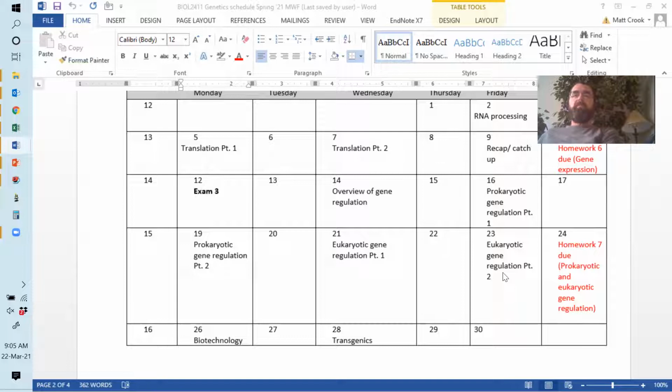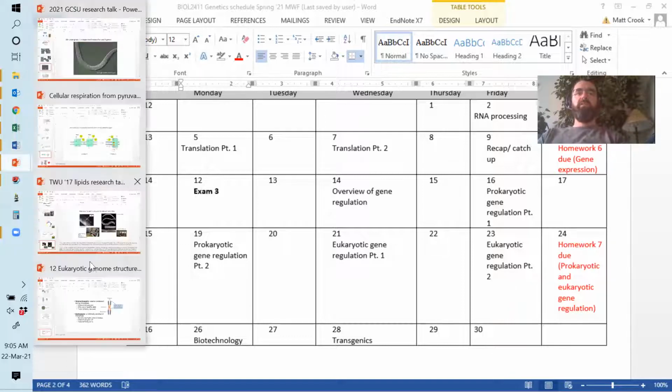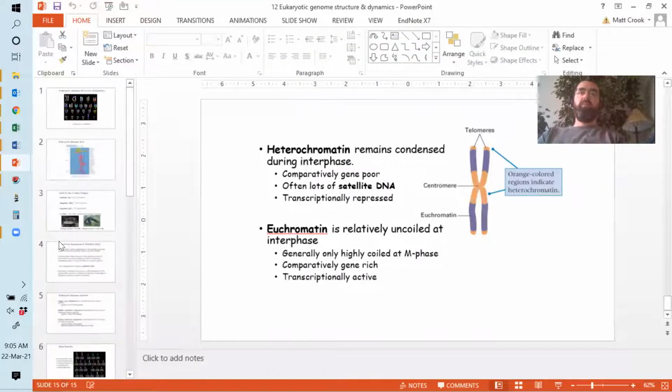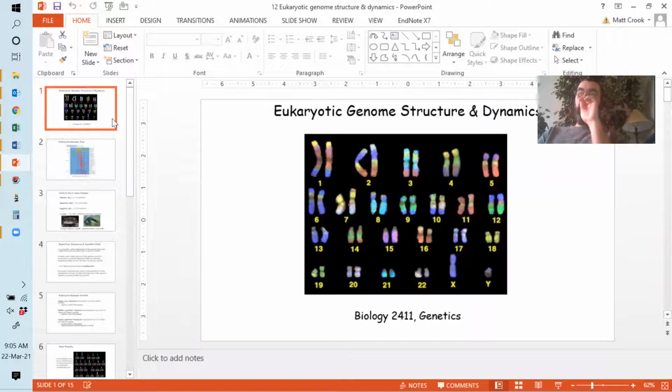Okay, so we're going to start today by just giving a general overview of how eukaryotic genomes are structured and some of the challenges involved in that, some of the oddities involved with that too.